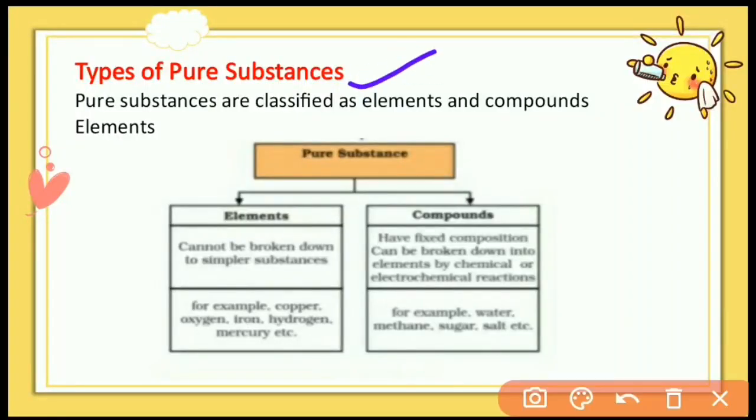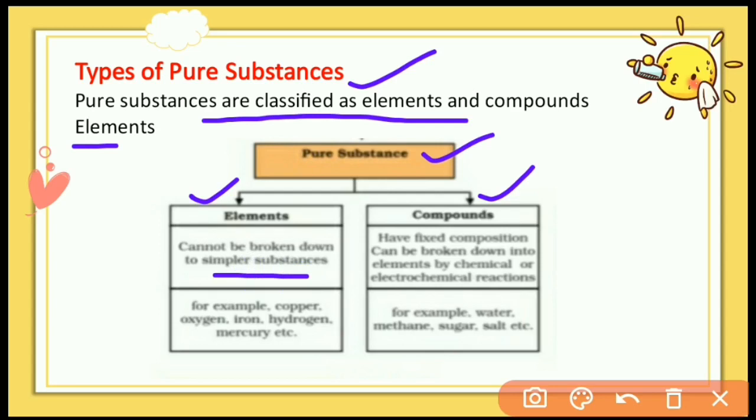Types of pure substances. Pure substances are classified as elements and compounds. An element cannot be broken down into simpler substances, and a compound has a fixed composition and can be broken down into elements by chemical or electrochemical reaction. Elements, for example, copper, oxygen, iron, hydrogen, mercury, etc. And compounds, for example, water, methane, sugar, salt, etc.